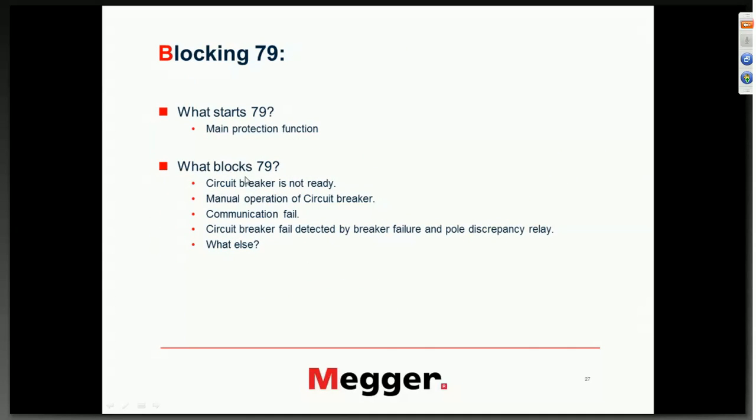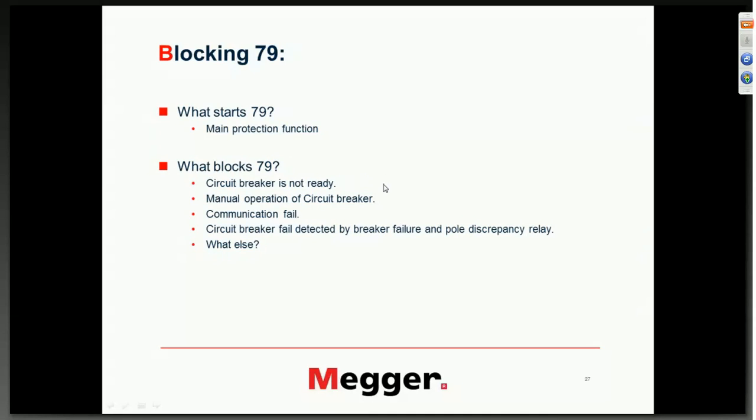So your main protection function is what is starting the auto reclose function on your controller, or generally speaking on your relays. What might be blocking the 79 function operation? Well, the first thing is the circuit breaker may not be ready, which means the circuit breaker is still going through the open sequence. It is not completely open yet, and you cannot close something which is not open yet. So that might be blocking your 79 function.